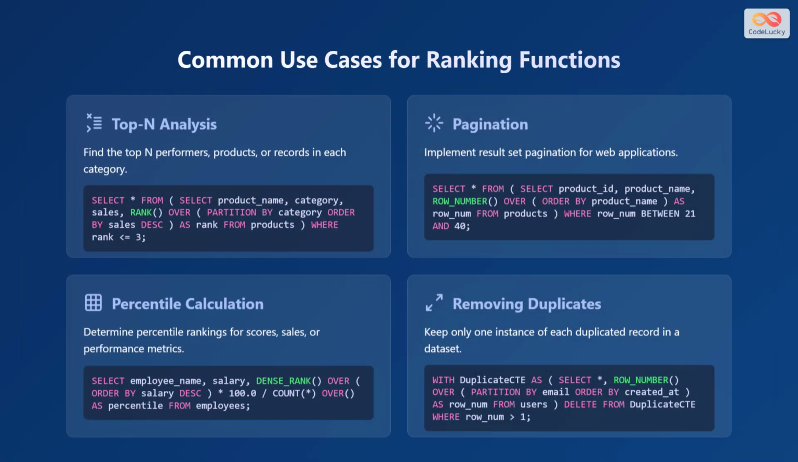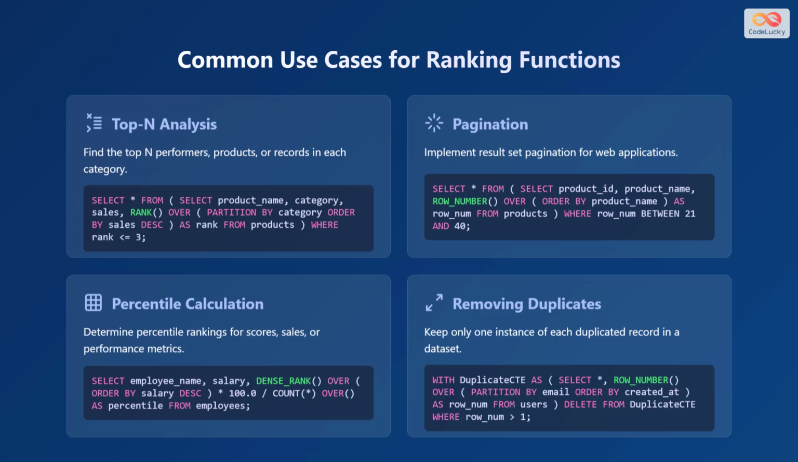Let's explore common use cases for ranking functions. The first use case is top-N analysis. Find the top-N performers, products, or records in each category. Here is a code example. Select everything from a subquery. The subquery is selecting product name, category, sales, and using the rank function over partition by category order by sales in descending order, as rank from products where rank is less than or equal to 3.